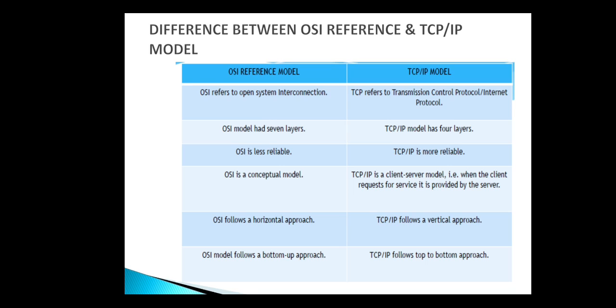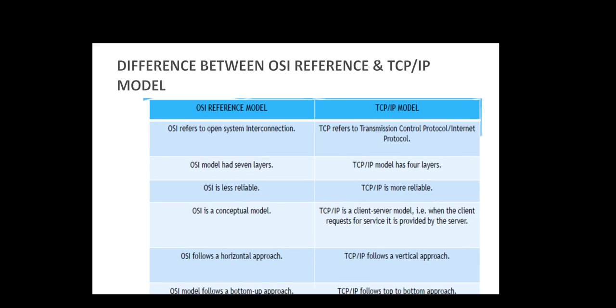That is, when the client requests for services, this service is provided by the server. OSI follows the horizontal approach and TCP/IP follows the vertical approach. OSI follows the bottom-up approach and TCP/IP follows the top-down approach, that is, top to bottom approach.